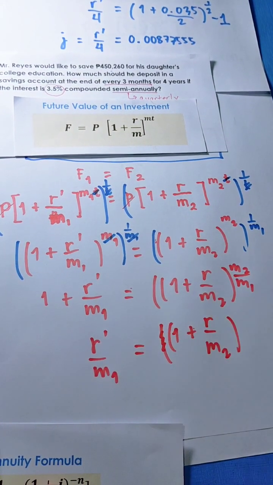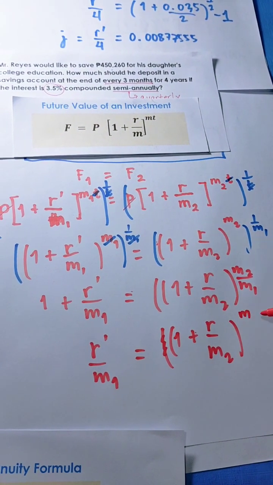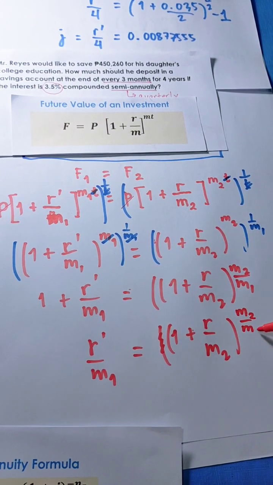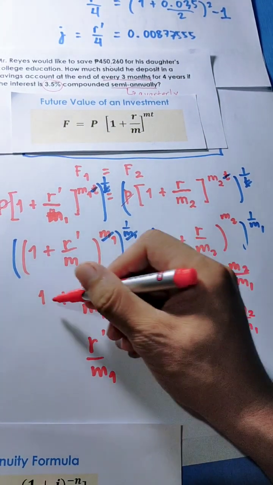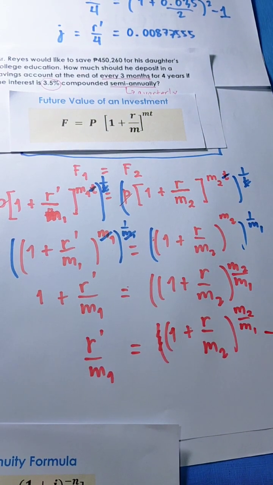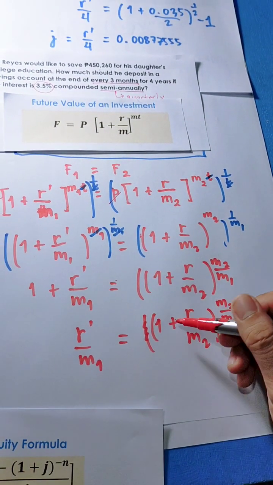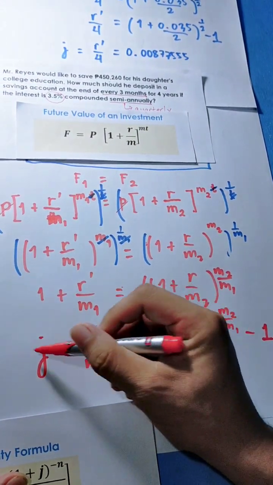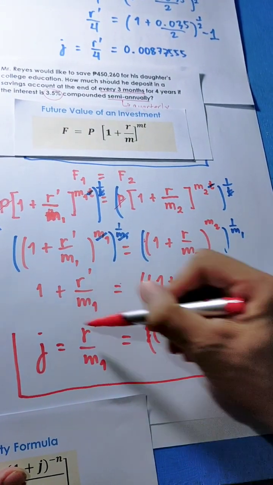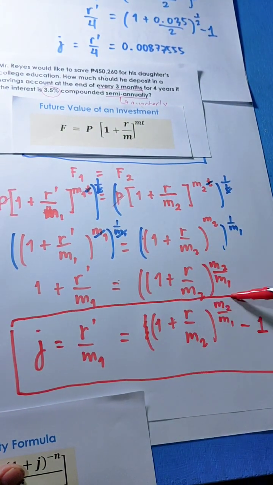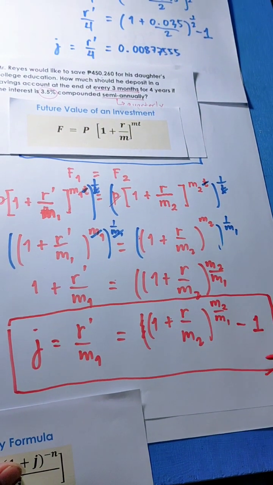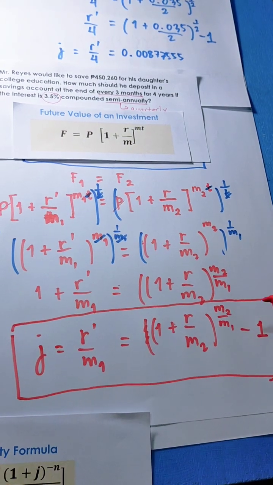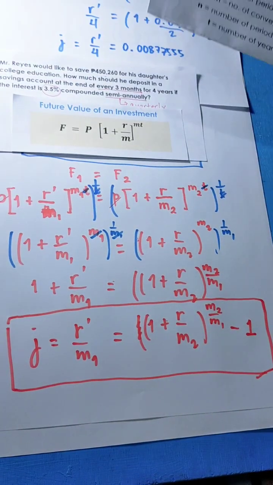Okay, I think there's no need for this one. To the M2 over M1, we transpose the 1 to this side, it would become minus 1. Okay, so this is now our J in general. You can take note of this formula so that we can use the simple annuity formula.